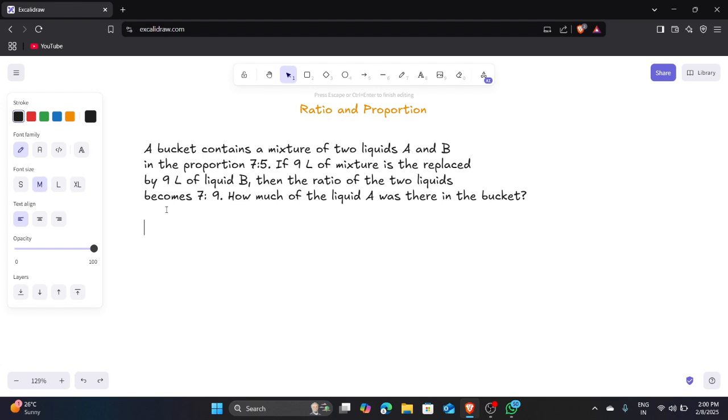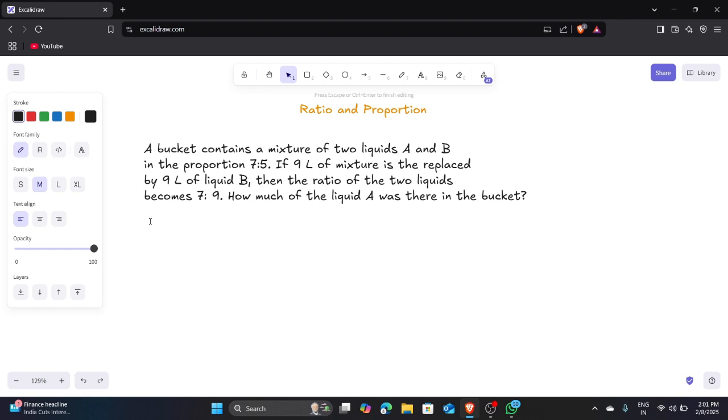A bucket contains a mixture of two liquids A and B in the proportion 7:5. If 9 liters of the mixture is replaced by 9 liters of liquid B, then the ratio of the two liquids becomes this much. How much of liquid A was there in the bucket?